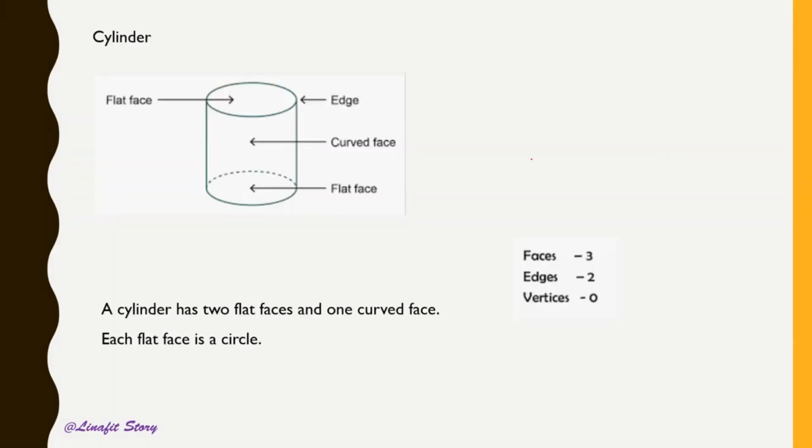A cylinder has 2 flat faces and 1 curved face. Each flat face is a circle. It has 2 edges, at which the 2 plane surfaces meet with the curved surface. These edges are curved edges. So remember that a cylinder has 3 faces, 2 edges, and no vertices.